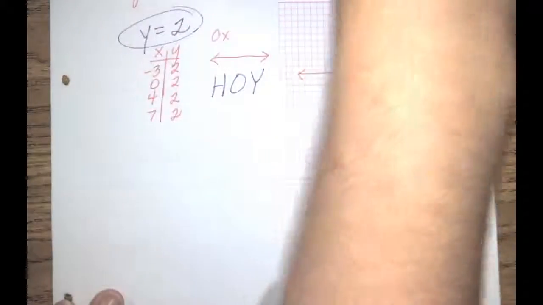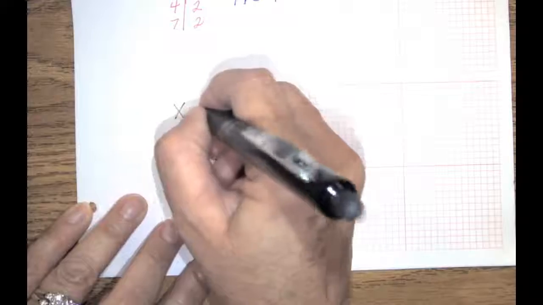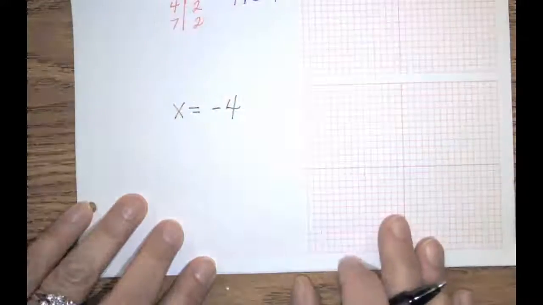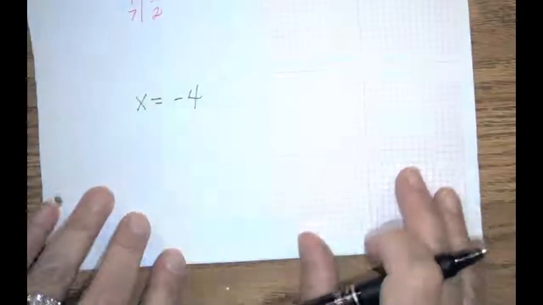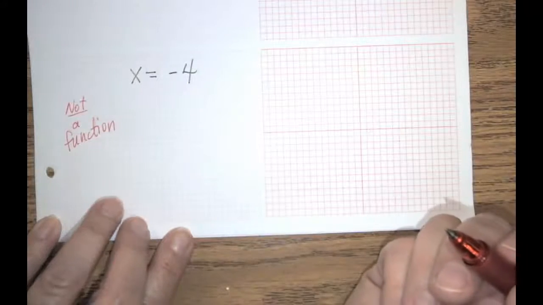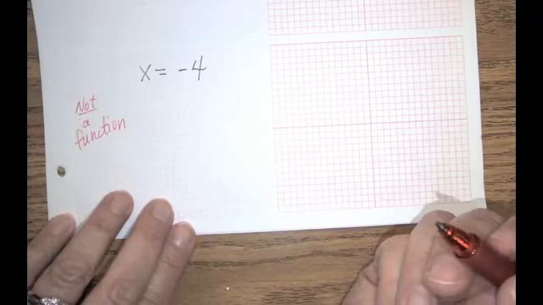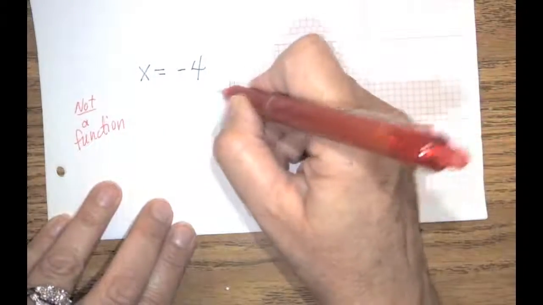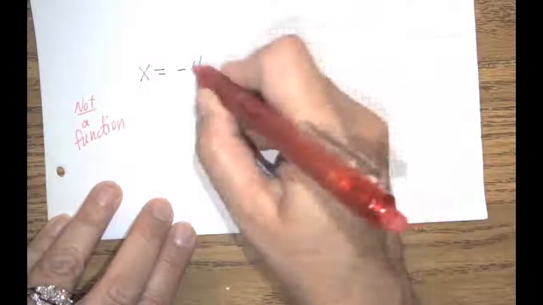But then we get to one that doesn't have a y at all. So let's say x equals -4. Okay, there's no y. Therefore, this is not a function. If it's not a function, I would say it's got to be a vertical line. But let's say we're not sure. Let's do that table of values.